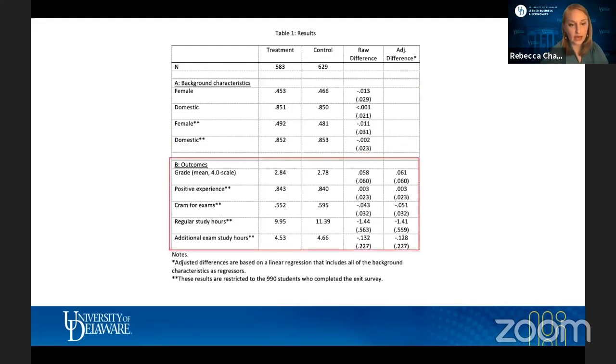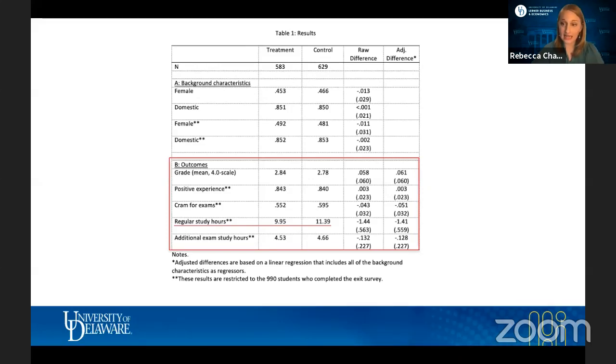When we take a look at the outcomes, what we were able to see is that the difference in grades between the treatment and the control group was not statistically significant. We also see the same thing with the positive experience. The difference between the treatment group and the control group is not statistically significant. The interesting thing we did find was that the control group reported studying more during the semester than the treatment group did. And this was statistically significant, which was a little puzzling to us, but an interesting result nonetheless.